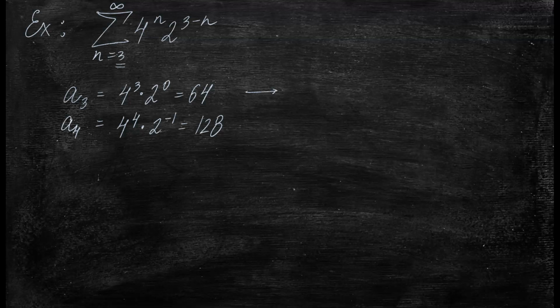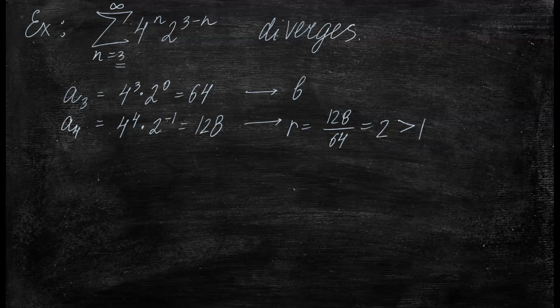And what do I see here? So this will be my first term, and my common ratio will be 128 over 64, which is 2. Since 2 is greater than 1, the conclusion is that this series diverges.